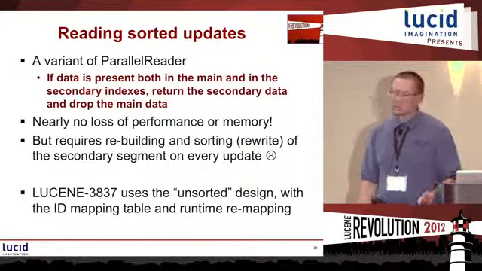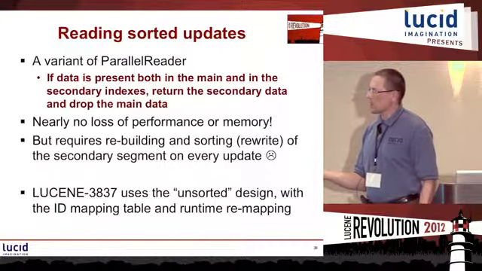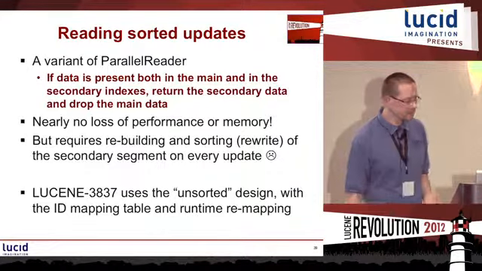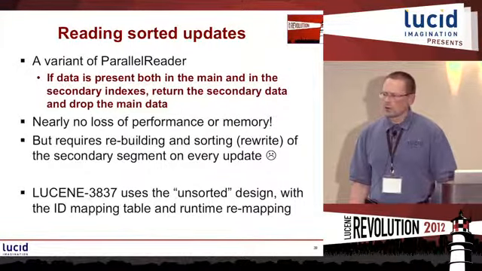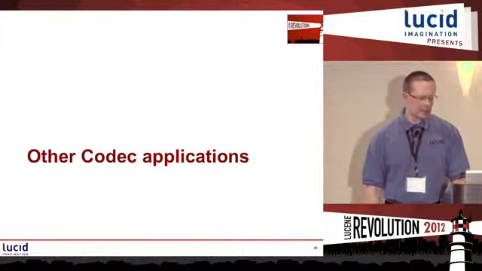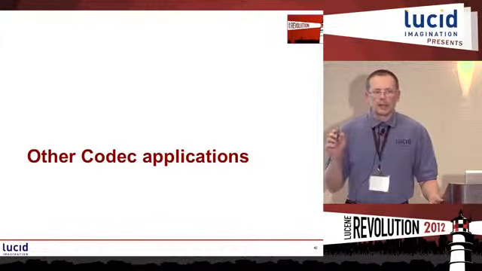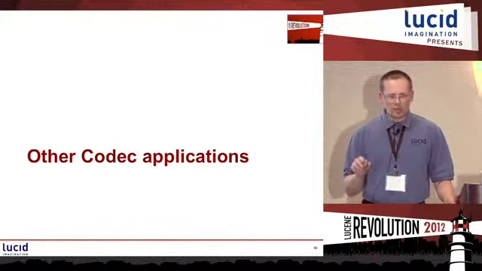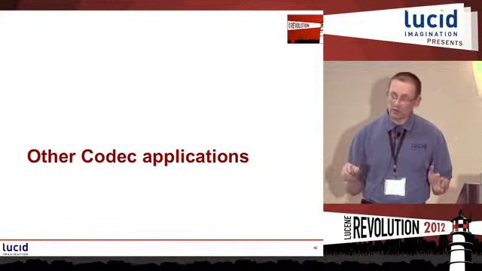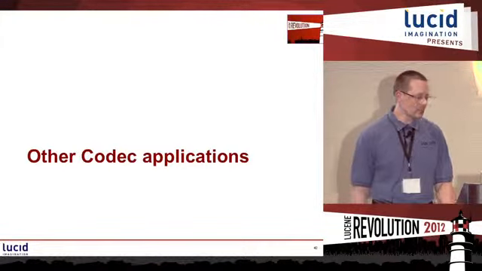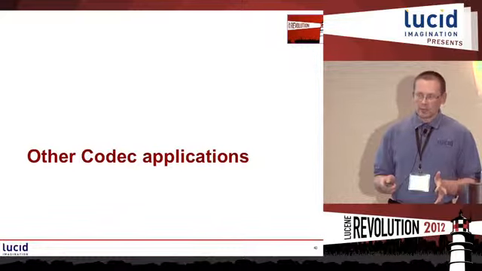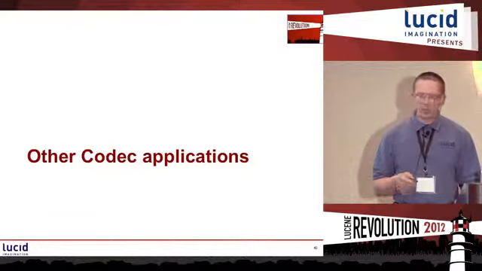So again, this JIRA issue describes the design and has some patches, and it implements this unsorted design. I don't know if within 3 minutes or so I can cover these other codec applications. Let me just say that implementing this became possible only because of this Codec API, and only because this Codec API now is complete. That is, it covers all the parts of the index. Otherwise, it would be very, very difficult, really. But there are many exciting applications that are possible with this Codec API.